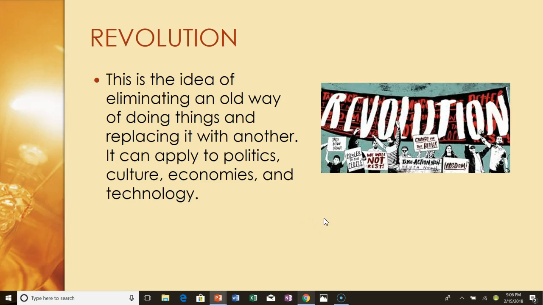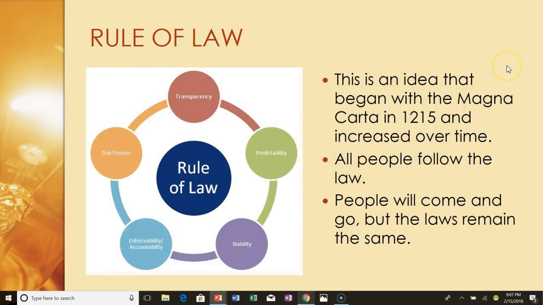Revolution. It's this idea of getting rid of the old way and replacing it with something else. It can be politics, culture, economies, technology. Whether you have a total scrapping of the old way and something new, or whether you tweak it up or reform that. But revolution happens when people are motivated, they want change, they band together, and they fight. And it's pretty cool in history when they win. I like revolution.